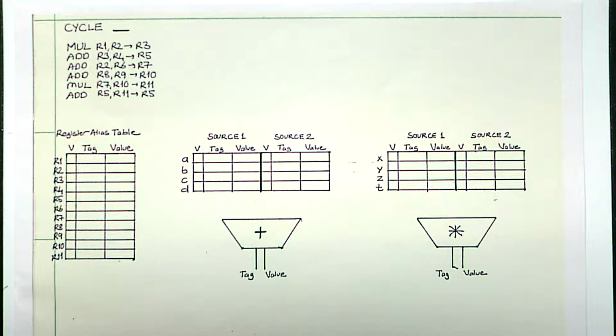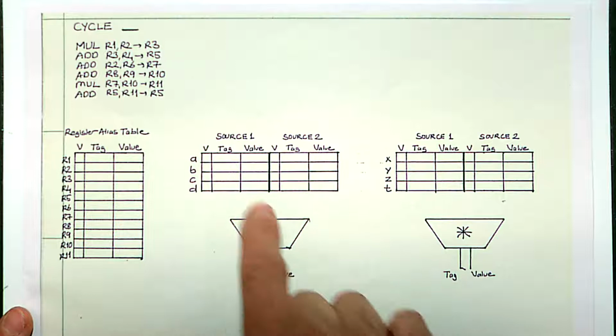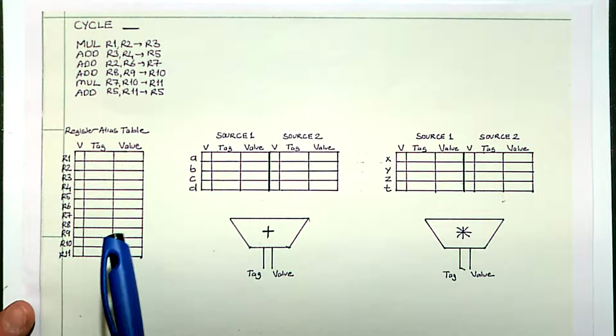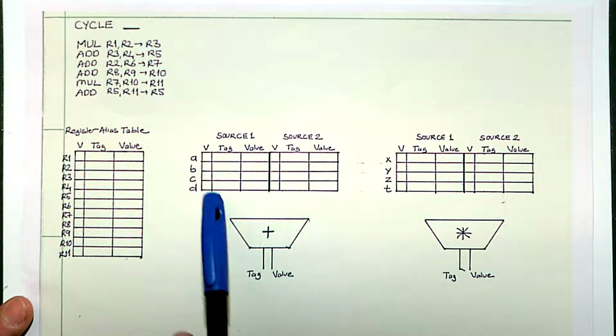That's our machine. Is it clear? Basically, we have the register alias table. We have the source. This is the reservation station. Let me describe these first a little bit. Reservation station for adder, it has four entries, as you can see. Reservation station for the multiplier, it has four entries.